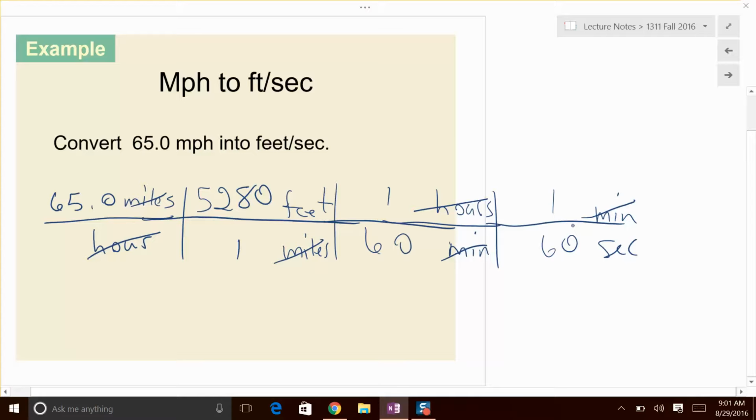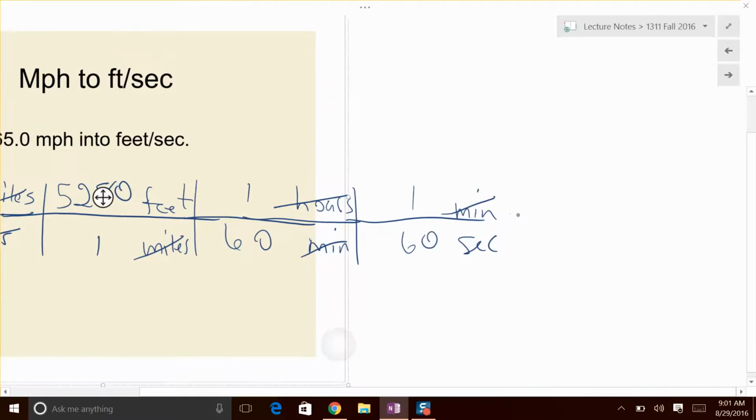So how would I perform this calculation? This is a good example. How am I going to enter it in my calculator? Multiply across the top, 65.0 times 5,280 divided by 60 divided by 60. That's how I'm going to do it. That's the best way. What are you guys finding? 95.33.